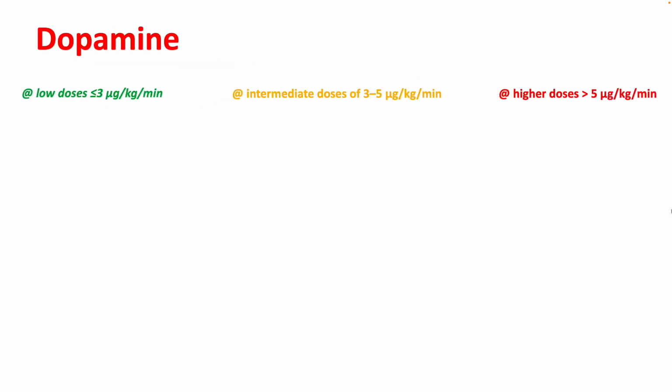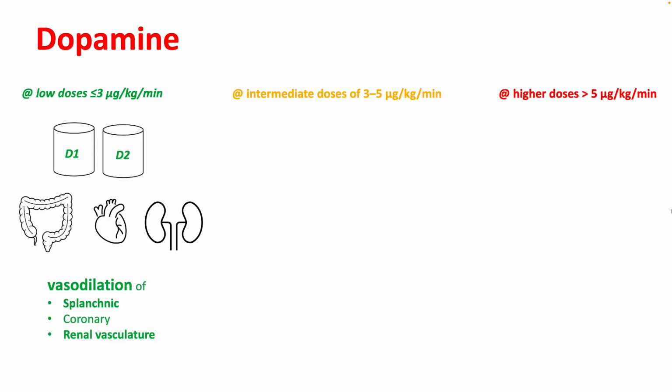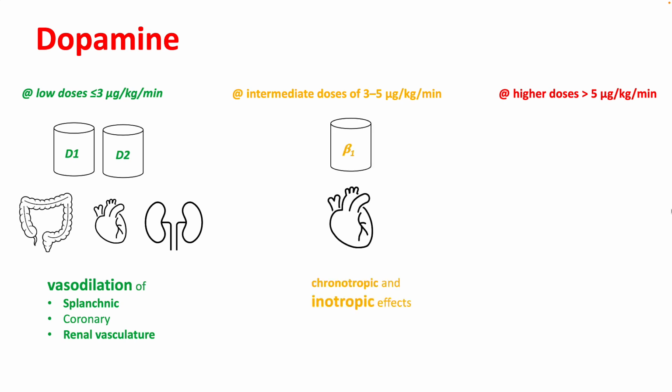The first drug is dopamine. Dopamine has a differential effect depending on the amount that you use. So in low doses, it stimulates your dopamine 1 and 2 receptors, which are present in splanchnic and renal vasculature, and causes vasodilation and therefore improves renal blood flow and causes decongestion by vasodilating splanchnic circulation.